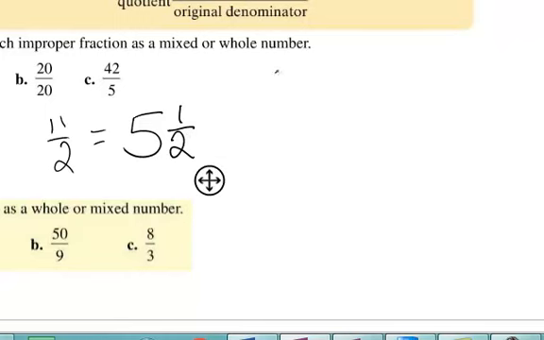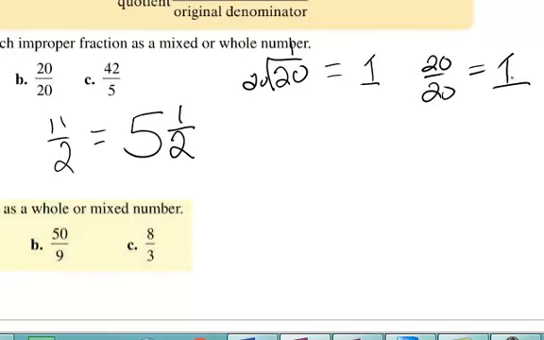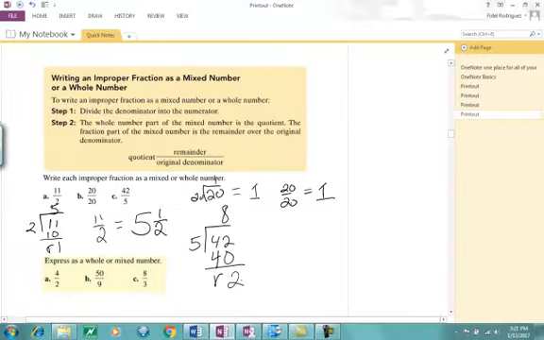For part B, I will do the same thing. 20 divided by 20. Well, 20 goes into 20 just one time. So 20 over 20 is the same thing as 1. That's our whole number. There is no remainder, so I don't have another fraction with it. Finally, 42 divided by 5. So 5 goes into 42 8 times. That's going to give me 40. My remainder is 2. So 42 over 5 as a mixed number would be 8 2/5.